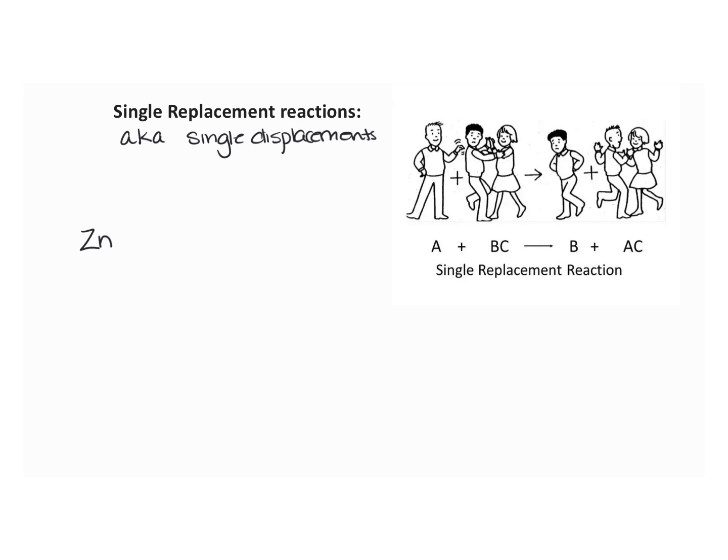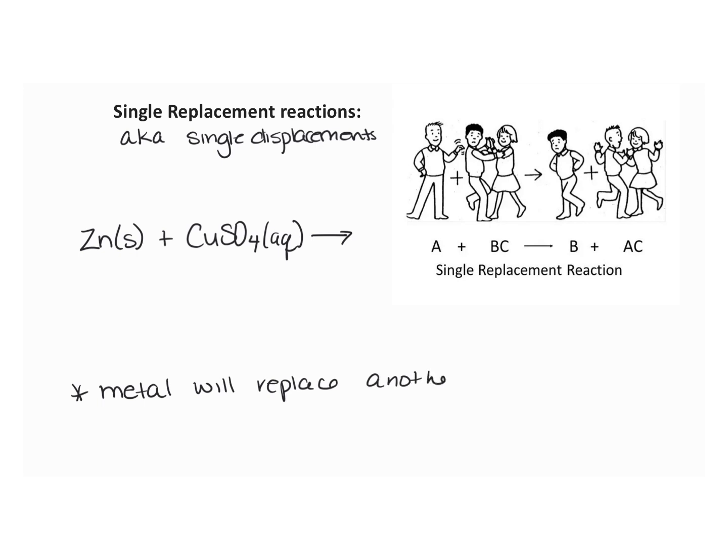Let's look at this. For example, if we have zinc solid plus copper sulfate, right? And this is a single replacement reaction. It's important to understand that the metal will replace another metal, right? So if a metal is the single thing that's by itself, it's going to replace the metal. We're not going to see two metals come together, right? They both have positive charges. That's not going to happen here.